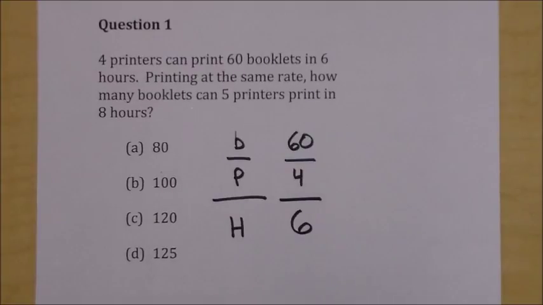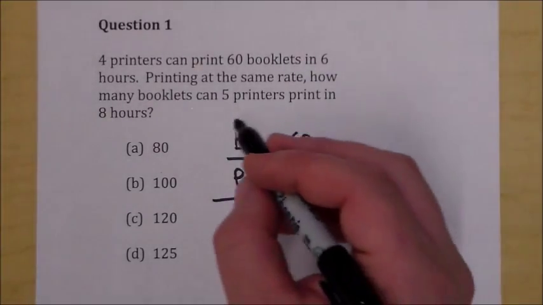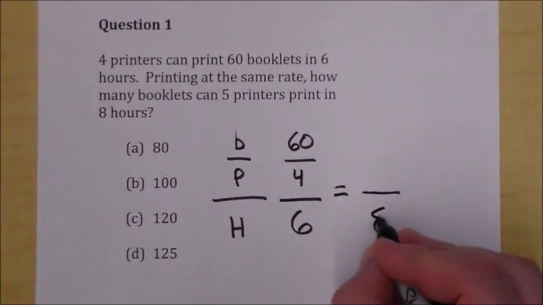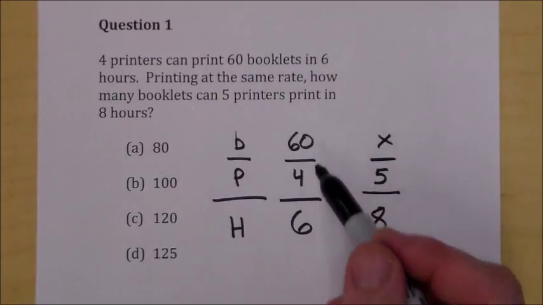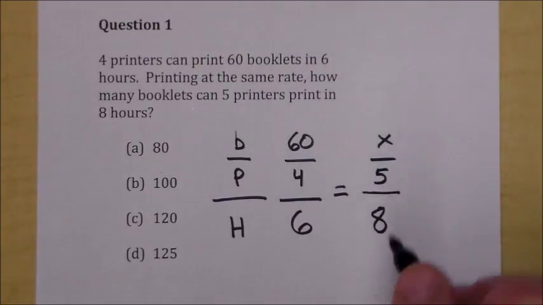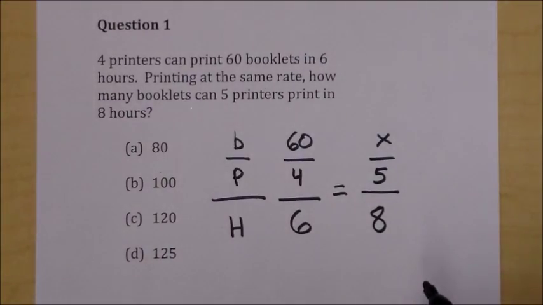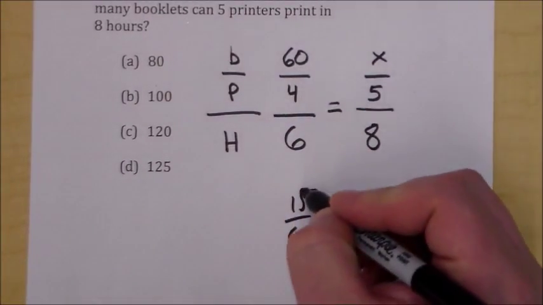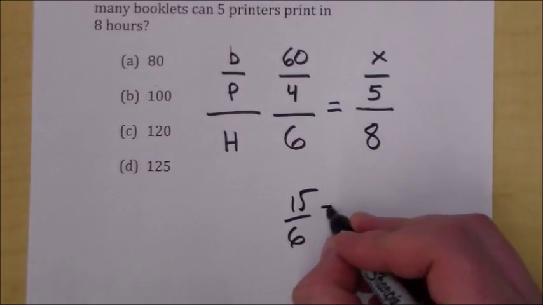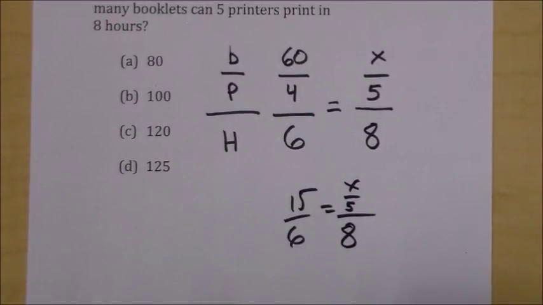I like hours on the bottom because that's how it typically is written, and booklets per printer makes sense to me. Okay, so that's a proportion because that's going to equal, they print at the same rate, 8 hours, we have 8 hours, and we want 5 printers. So x over 5 printers. So you can think of this as 60/4, that equals 15. And this is x over 5, or x fifths. Well, 60 divided by 4 is 15, so 15 over 6 equals x over 5 all over 8.